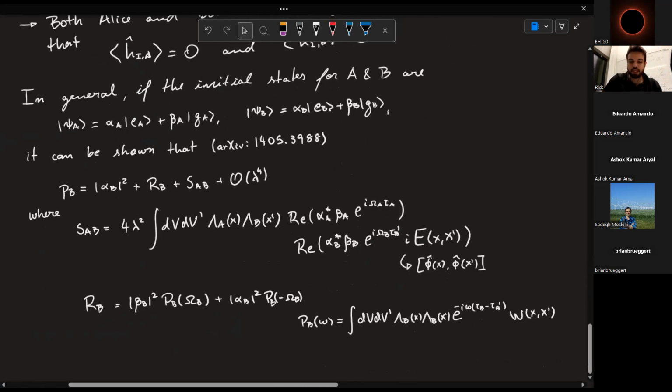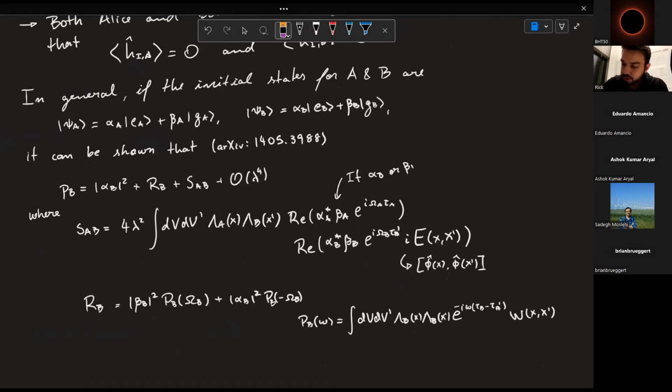And of course, there's this SAB term, which is the term that depends on Alice. Notice here that if alpha a equals 0, or if beta a equals 0, which is the case in which Alice starts in the ground or excited state, the same thing is true actually if alpha b equals 0 or beta b equals 0, then SAB is 0, which means that then again, B cannot see to second order the influence that Alice has in the state.